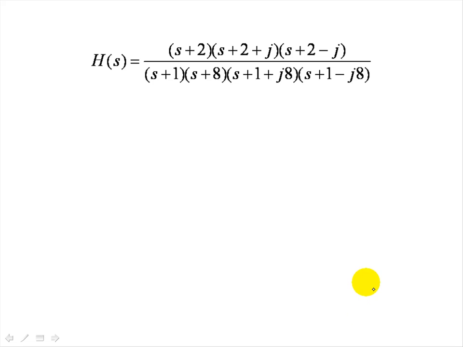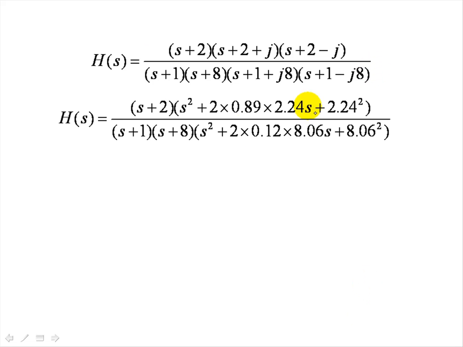All of this allows us to write the transfer function like this, where we identify the knee points of the amplitude Bode plot: a simple pole at 1, another simple pole at 8, and a double pole at 8.06 radians per second. Also, a simple 0 at 2 and a double 0 at 2.24 radians per second.